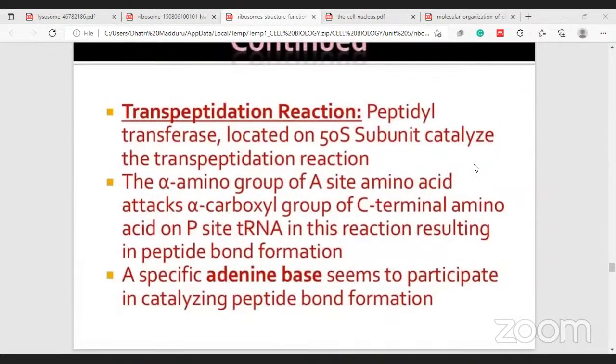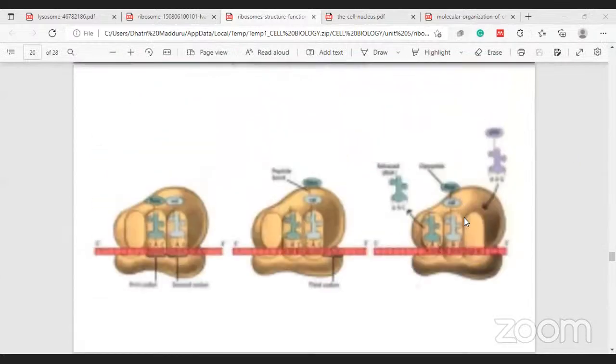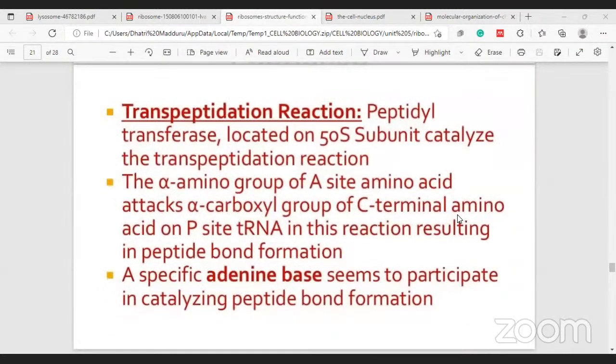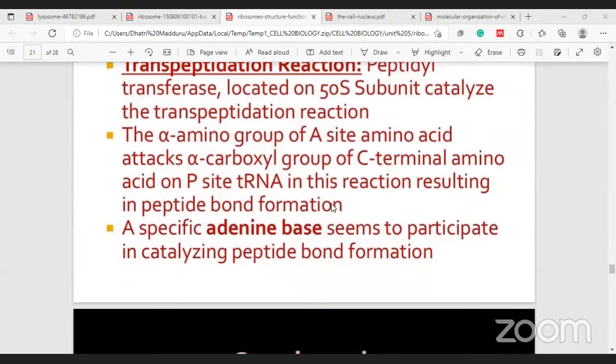So the reaction which takes place here is the transpeptidation reaction. So here the peptidyl transferase, which is located in the 50S subunit, catalyzes the transpeptidation reaction. So here the alpha amino group of the A site amino acid attacks the alpha carboxyl group of the C terminal amino acid on the P site. Okay, so here you can see, this is P site, this is A site. So the N terminal of here will attack the C terminal of this amino acid in this site, and it will try to form a peptide bond.